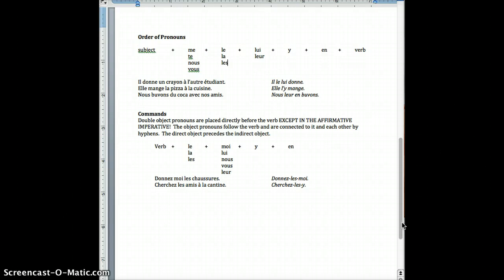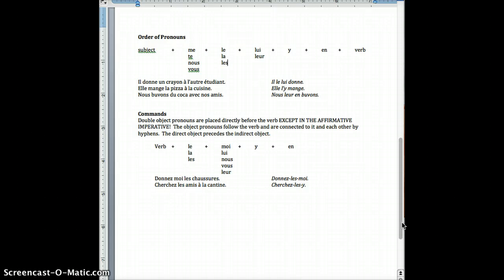Elle mange la pizza à la cuisine. She eats the pizza in the kitchen. What does she eat? Pizza. That's going to become la, direct object pronoun. À, again, is your preposition. La cuisine, right? You're going to say she eats the pizza there. So, elle l'y mange.